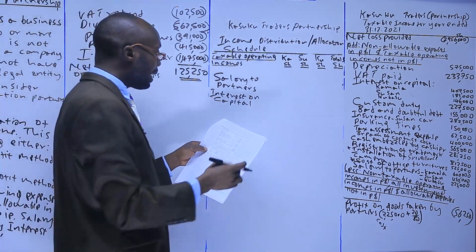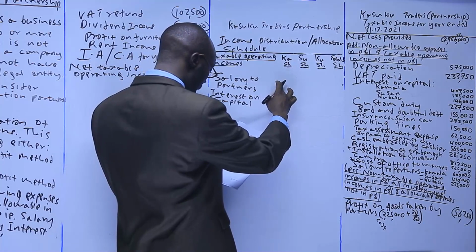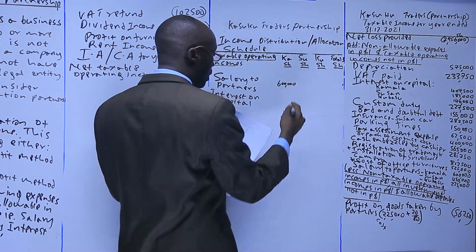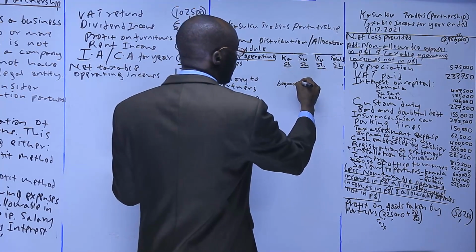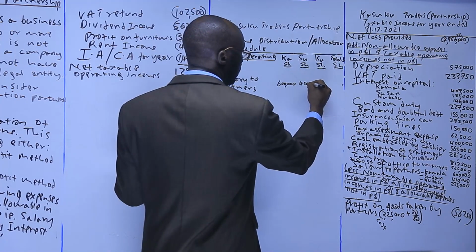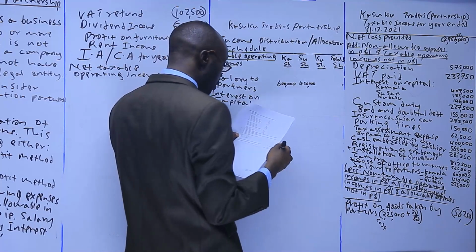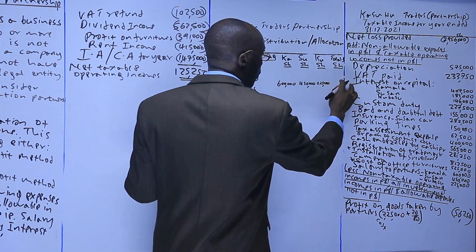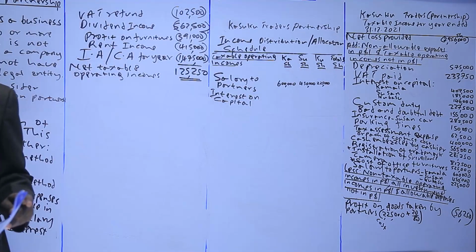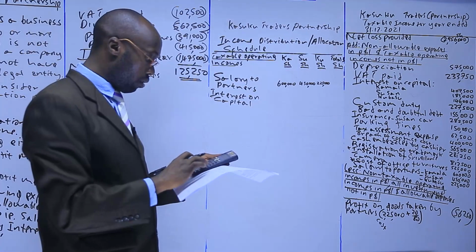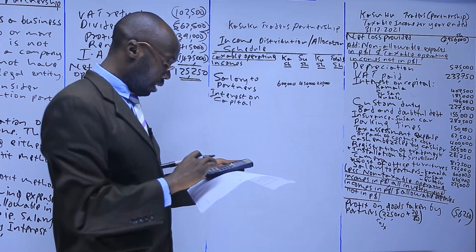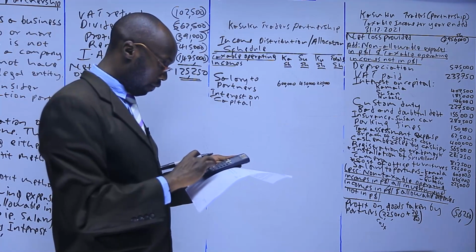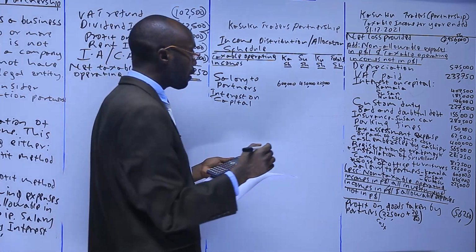So you come and say now salaries to the partner, Kamara, 600,000. Susan, 450,000. Kubasu, 225,000. And now we get the total. We add the 3 to get the total. So 600,000 plus 450,000 plus 225,000, which give us 1,275,000.